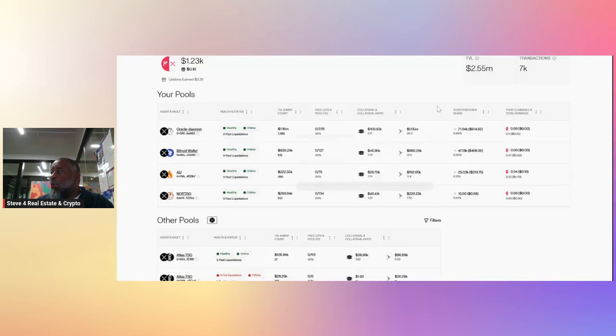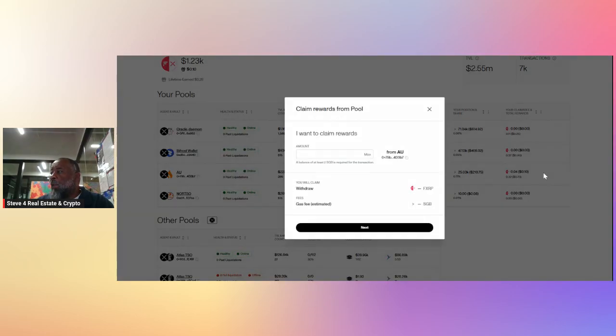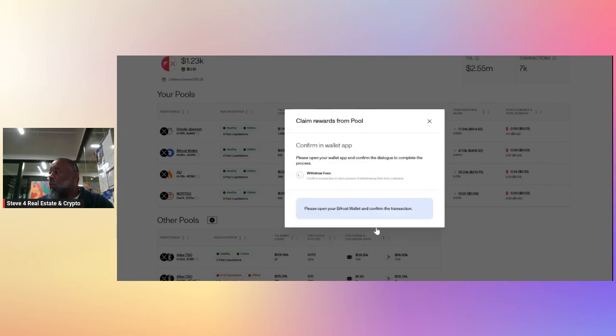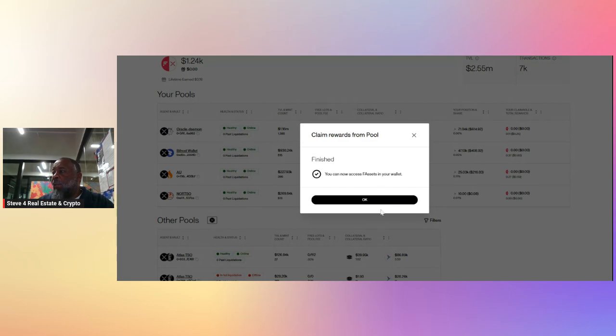Oops, let's back out of that one. I want to withdraw. I want to claim. Max claim. All right, so these have been pretty good pulls, 75 cents or so. And I think I claimed this a little over a day ago. So not bad at all.